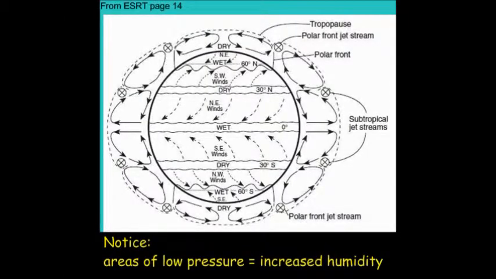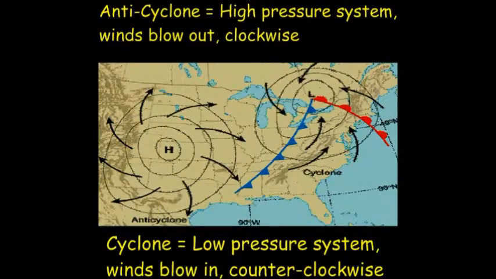Notice that it doesn't actually list high and low pressure at the different latitudes, but it does indicate wet latitudes and dry latitudes. Wet latitudes indicate increased humidity, which basically means low pressure, and dry latitudes indicate decreased humidity, which basically means high pressure. So the other terms that we need to know that are related to the Coriolis effect are cyclone and anticyclone.